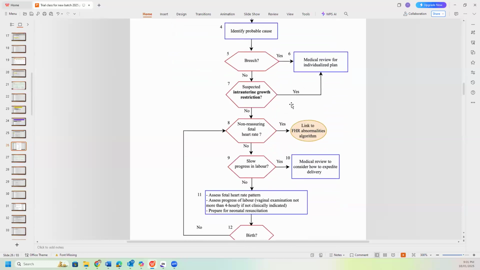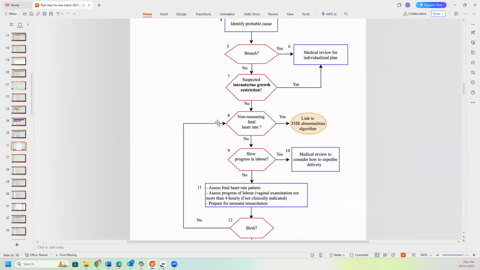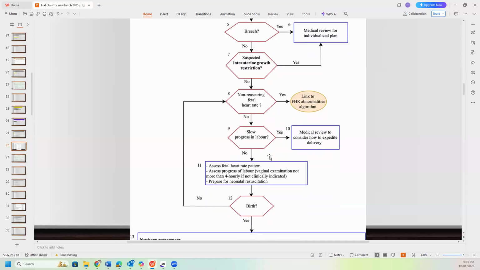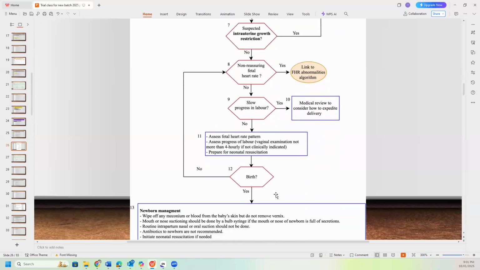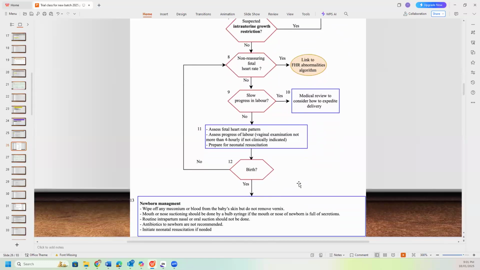Next step: what if on the CTG there is a non-reassuring fetal heart rate? Yes, fetal heart abnormalities are there. Then what do you do? You expedite the birth. How do you expedite the birth? You can do either a cesarean or forceps delivery, depending on how far along the labor is. Vaginal examination is not recommended more than 4 hours. So if you think the mother is not going to progress in labor, it's taking time, then you organize a cesarean section for them.